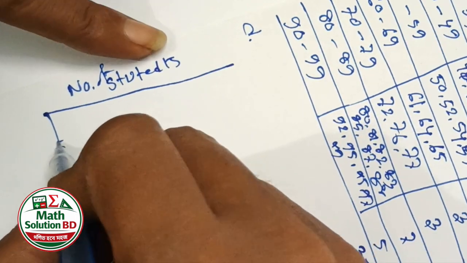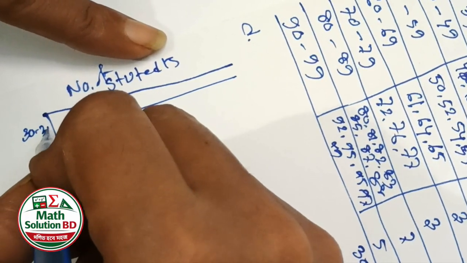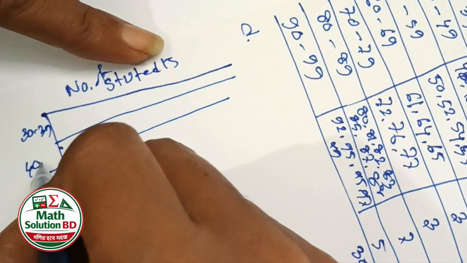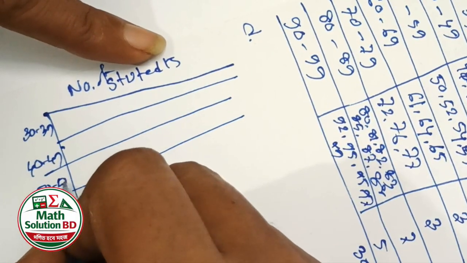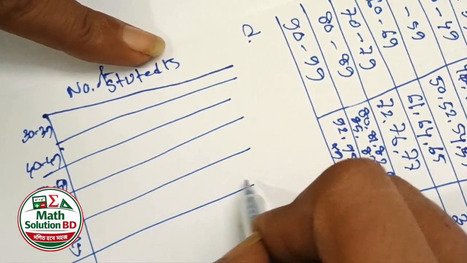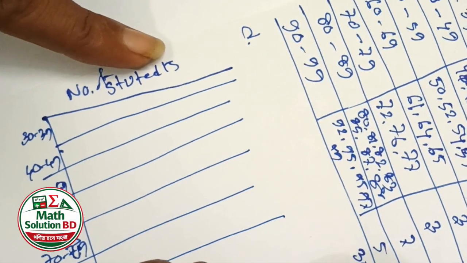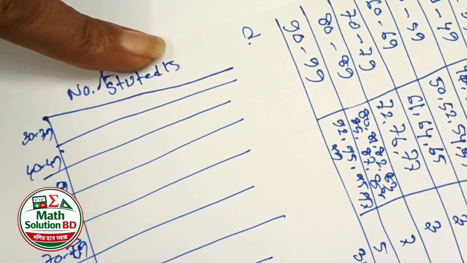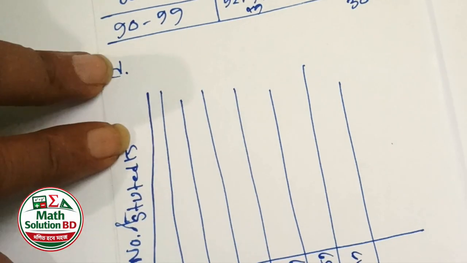How much? 30 to 39, 40 to 49, 50 to 59, 60 to 69, 70 to 79, 80 to 89, 90 to 99. Then how many students got this?